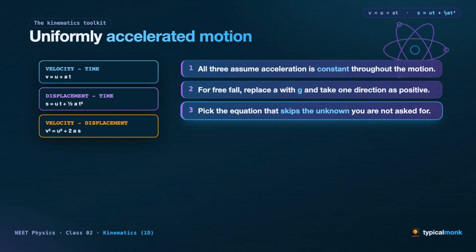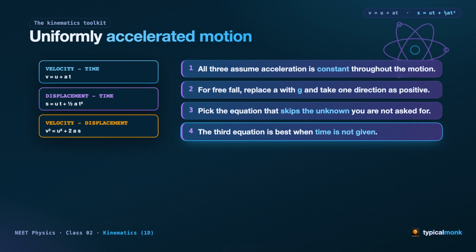Third, the art is to pick the equation that skips the unknown you do not care about. If time is not asked for, avoid the equations that contain time. And that is exactly why the third equation shines. v squared equals u squared plus 2as carries no time, so when time is neither given nor wanted, it is the fastest road to the answer. Rohan saved minutes in every paper the day he learned to choose the equation instead of forcing one.